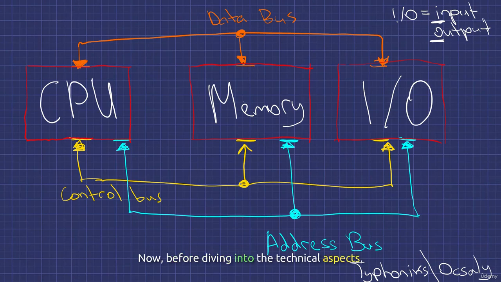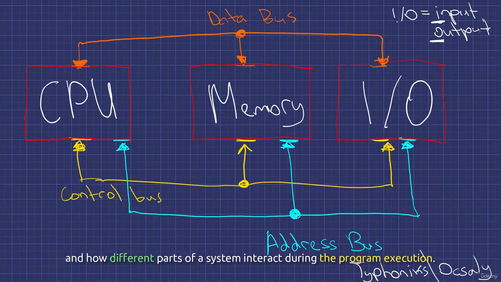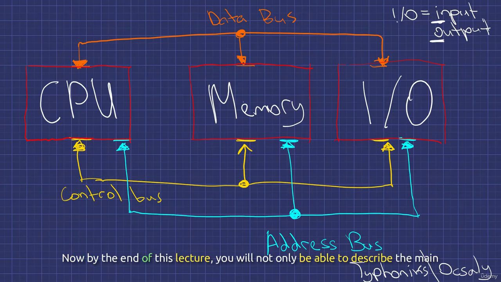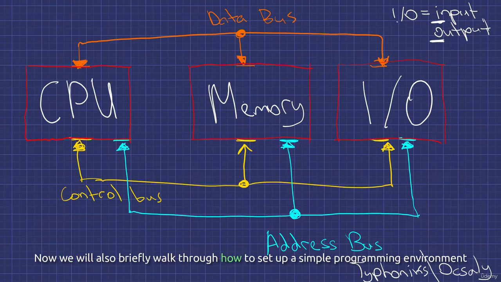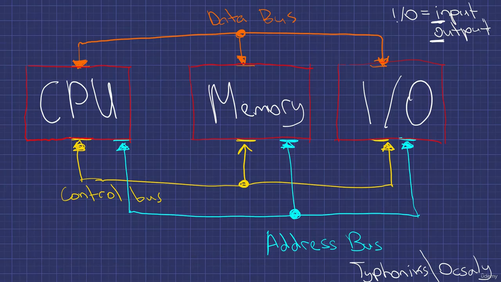Now, before diving into the technical aspects, we need to establish a shared understanding, a clear framework on how computers' hardware is structured and how different parts of a system interact during program execution. By the end of this lecture, you will not only be able to describe the main subsystems of a computer, but also understand how these components work together to run software. We will also briefly walk through how to set up a simple programming environment using a practical example.